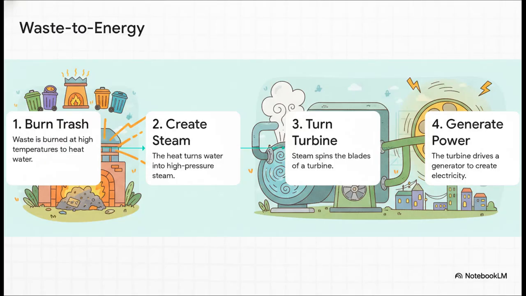So how do you actually get power from this? Well, it works just like a classic power plant. First, you burn the trash to boil a bunch of water. That creates high-pressure steam. The steam is then used to spin the blades of a turbine, and that turbine is hooked up to a generator, which, boom, creates electricity. It's a neat little four-step process.